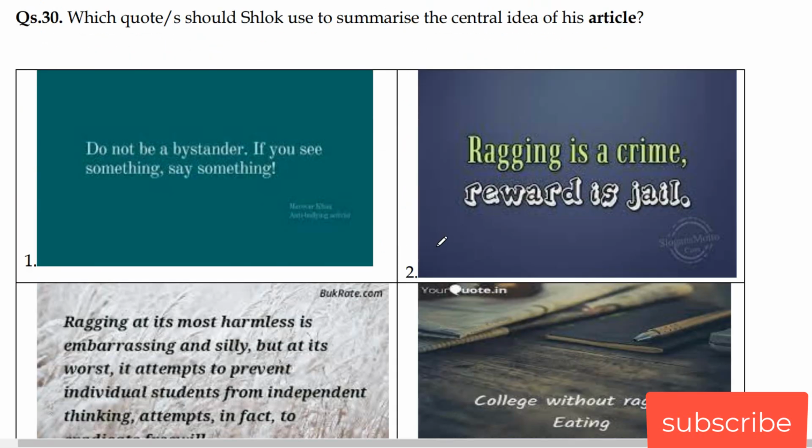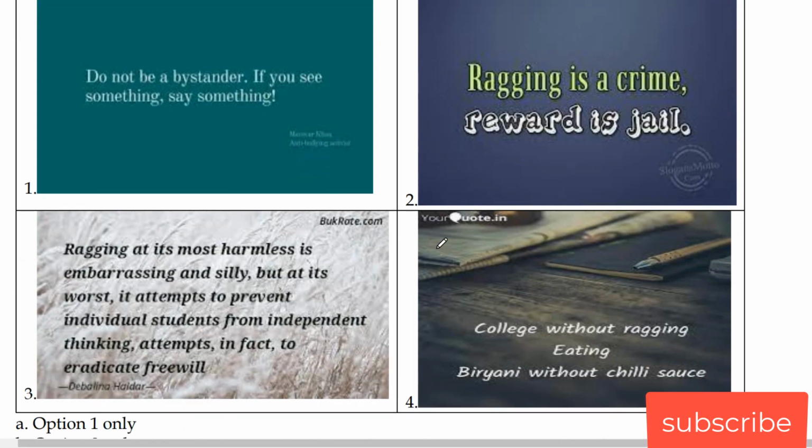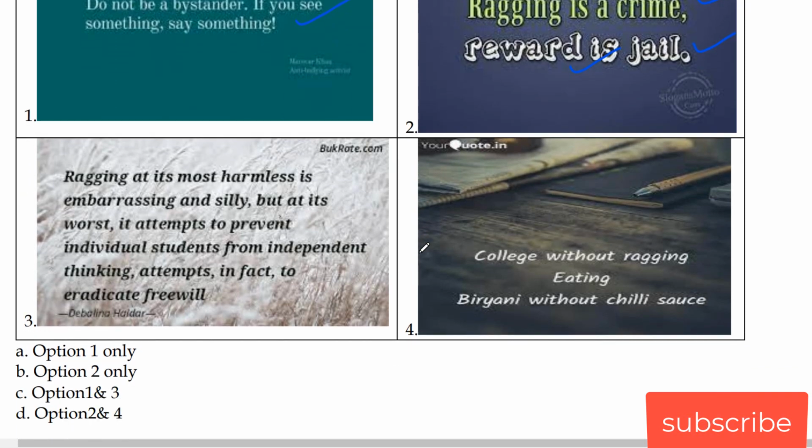Look at the next question. Which quote or quotes should Sherlock use to summarize the central idea of this article? So which quote? Do not be a bystander. If you see something, say something. Yes, this quote can be used, but nothing related with ragging is there. Ragging is a crime. Reward is jail. Yes, this is the right option we can choose. The reward of ragging is you have to go to jail.